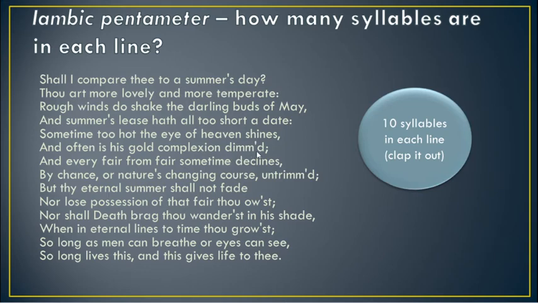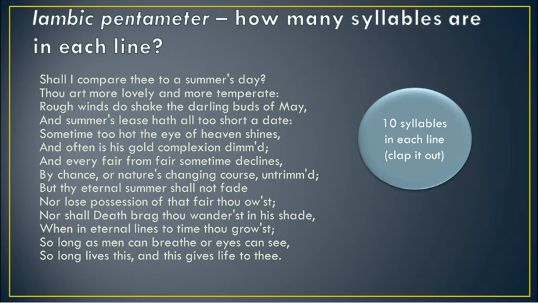Dimmed, the way we spell it, is D-I-M-M-E-D, and we pronounce it dimmed. In Shakespeare's time, if the E was there, it would have been pronounced as a separate syllable. But Shakespeare has just got rid of the E and put the apostrophe in there, so it says dimmed, because "and often is his gold complexion dimmed." 1, 2, 3, 4, 5, 6, 7, 8, 9, 10. It's to make the iambic pentameter work, to give 10 syllables. So Shakespeare had to adjust things to make them fit.